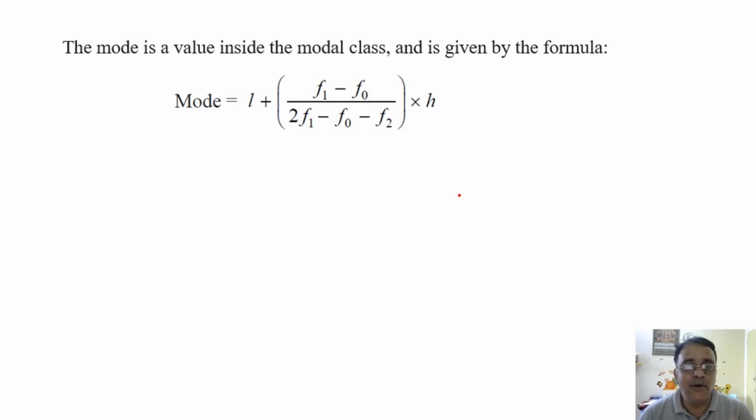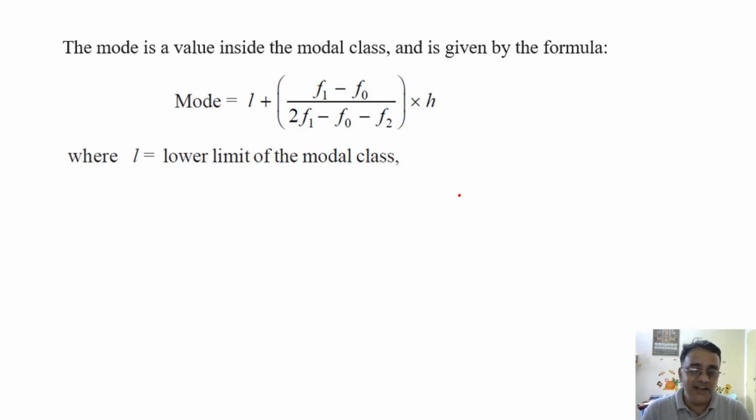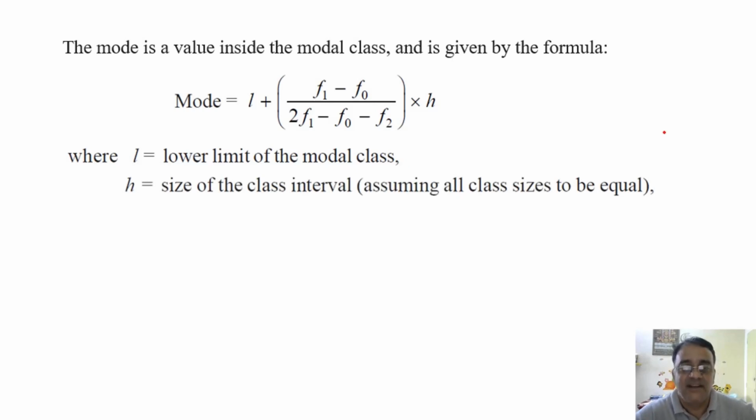L is the lower limit of the modal class. मॉडल क्लास क्या है, जिसका फ्रीक्वेंसी सबसे ज्यादा है. I repeat, modal class is the class interval whose frequency is maximum. Now F1 is the frequency of that modal class and H is the size of the class interval.